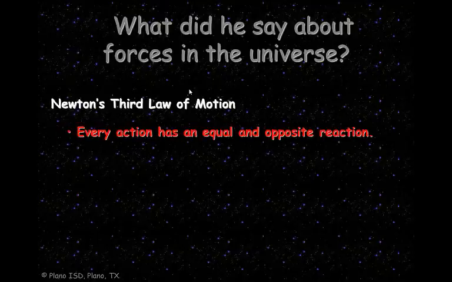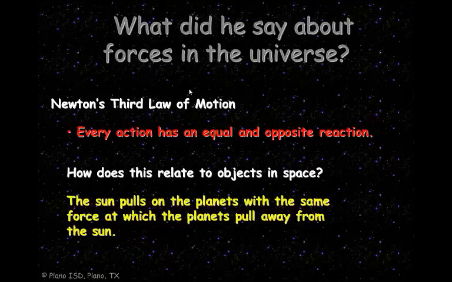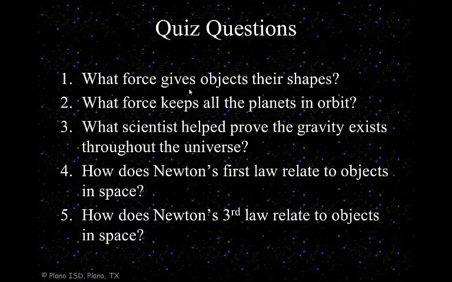Newton's third law of motion: for every action there is an equal and opposite reaction. How does this relate to objects in space? The sun pulls on the planets with the same force at which the planets pull away from the sun.